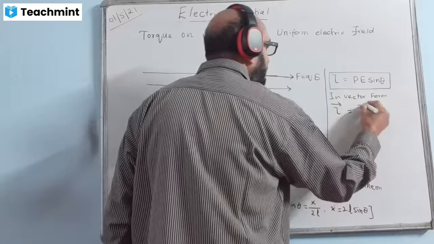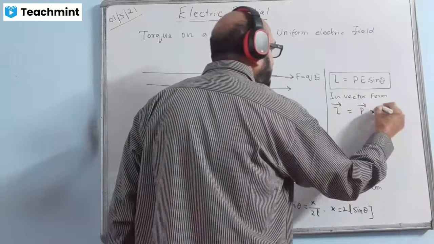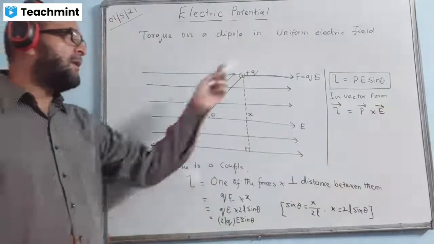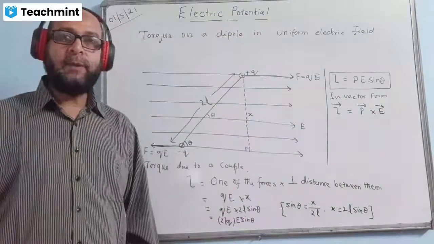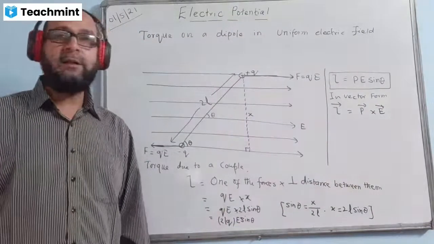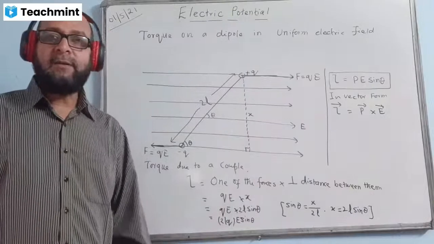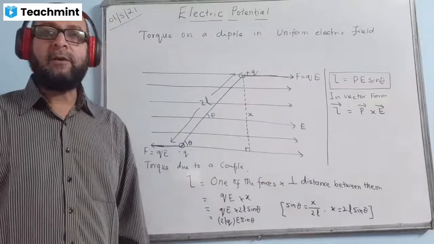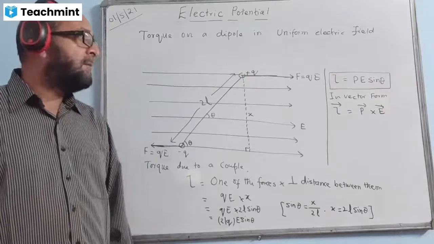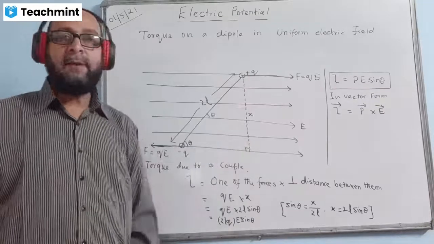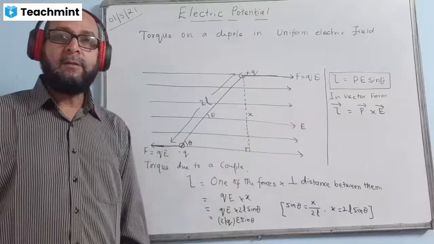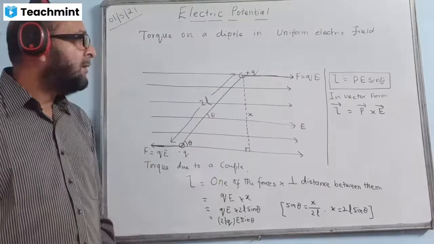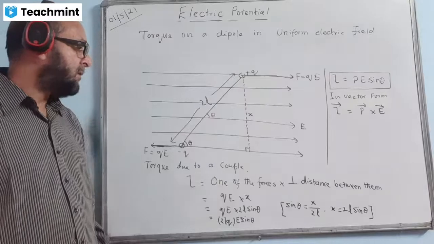Torque is equal to P cross product E. Torque is equal to P cross E. To adjust sin theta, we do P cross E. I think this is a class 11 thing. In the vector chapter, there were two types of product of vectors, scalar product and vector product. In a scalar product, the answer will be AB cos theta.